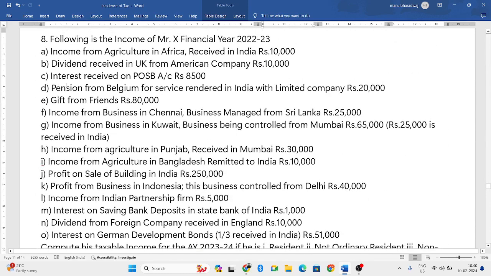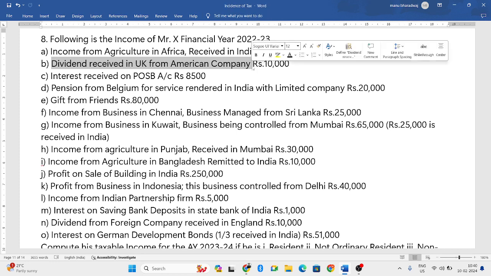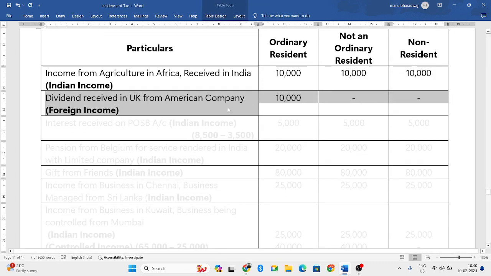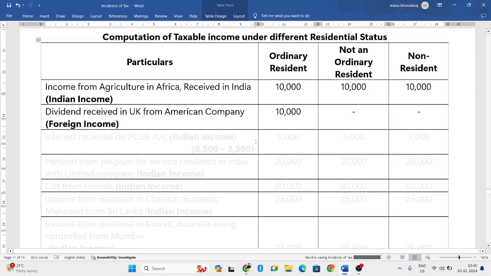Next. Dividend received in UK from American company. So the arising aspect and receiving aspect are both outside India. When both are outside India, we consider it as foreign income, and it is a foreign income from other sources. So only one person will be taxed, that is the ordinary resident. So only the ordinary resident will be taxed. Next.